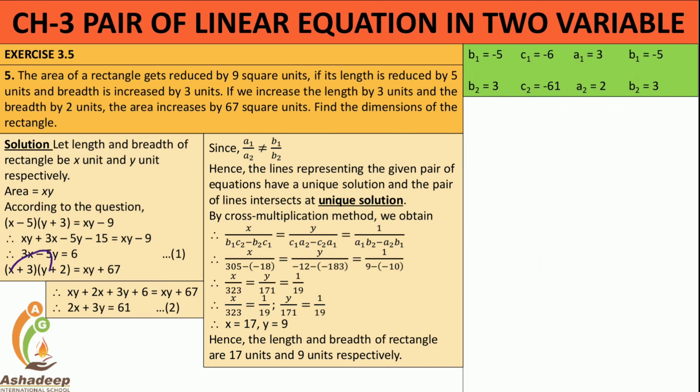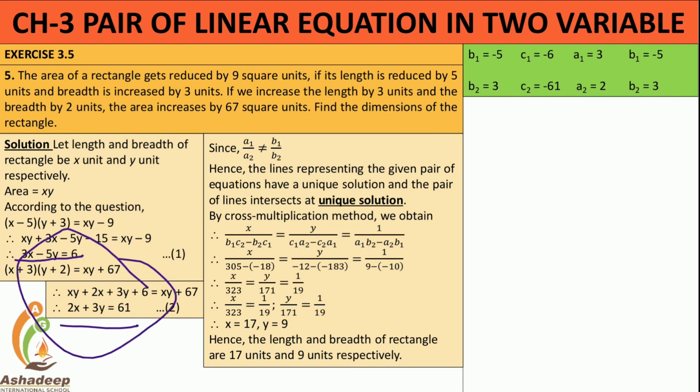Now x into y, xy, x into 2, 2x, 3 into y, 3y, and 3 into 2, 6. Now xy cancels. Now 2x plus 3y plus 6. Now 6 goes to the other side, it becomes minus. So 67 minus 6 is 61. So here is the second equation. So this is the first equation, this is the second equation.